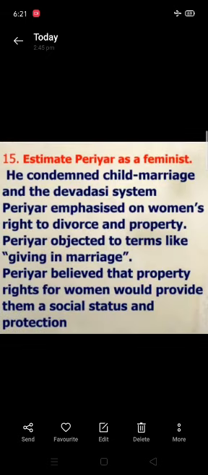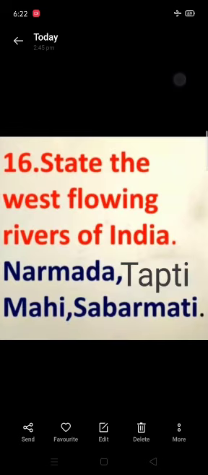Estimate Periyar as a feminist. He condemned child marriage and the Devadasi system. Periyar emphasized women's right to divorce and property. Periyar objected to terms like giving in marriage. Periyar believed that property rights for women would provide them a social status and protection.